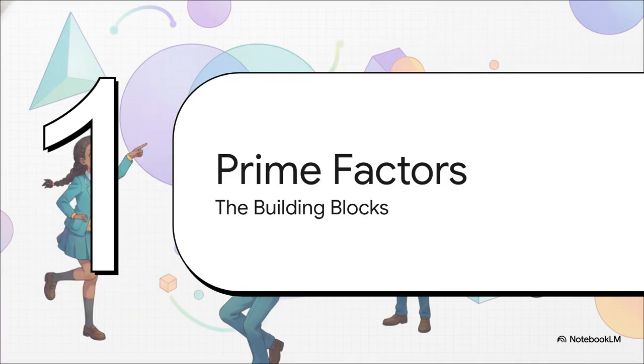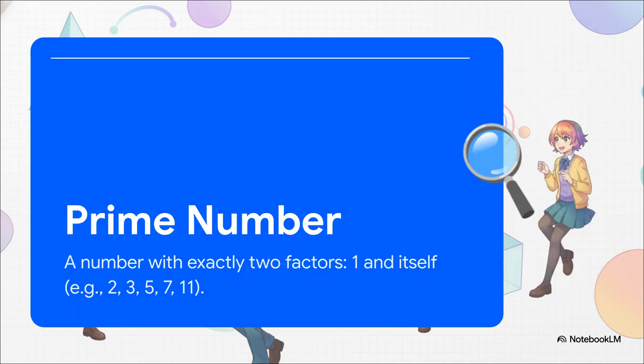Section 1, prime factors explained. Okay, let's dive right into this. As a quick refresher, remember that a prime number is a number that has exactly two factors, 1 and itself. We're talking about numbers like 2, 3, 5, 7, and 11. So a prime factor is simply a factor of a given number that also happens to be a prime number. Our sources highlight that identifying these prime factors is literally step 1 for any high-level calculation you're going to do in this topic. You have to get this down first.